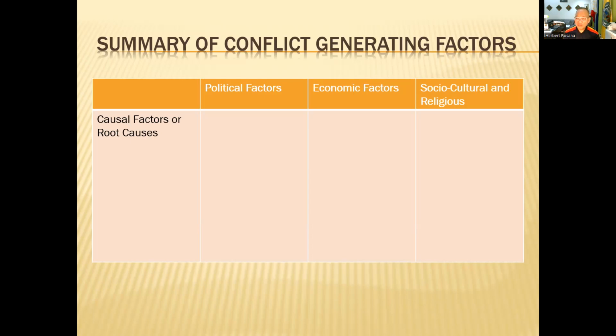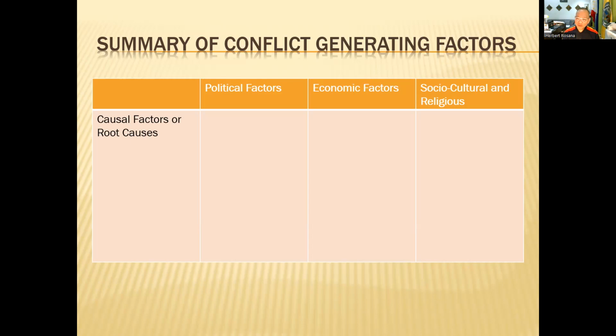On the political factor, economic factor, socio-cultural and religious factors. So in other words, ano ang political factors or political context of this problem? Then later on you will have to move to the economic factor of this root cause, then socio-cultural and religious factor of the root cause of this problem.